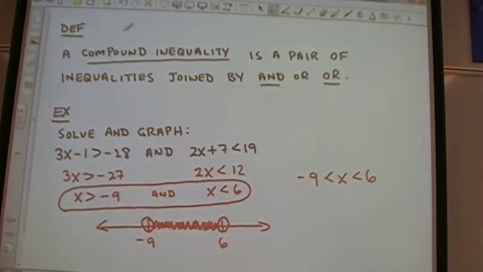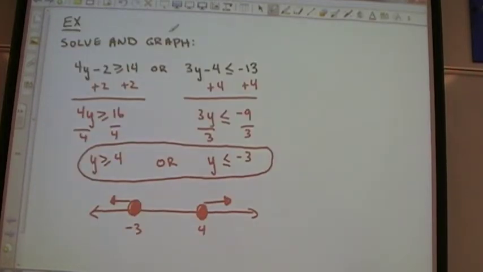Good. Now let's look at an or. Solve and graph. Or means it only has to work in one of the two when you graph it. So again, you solve each of them separately. You add 2 to the first one. You know that 4y is greater than or equal to 16. Then you divide by 4. So y must be greater than or equal to 4.